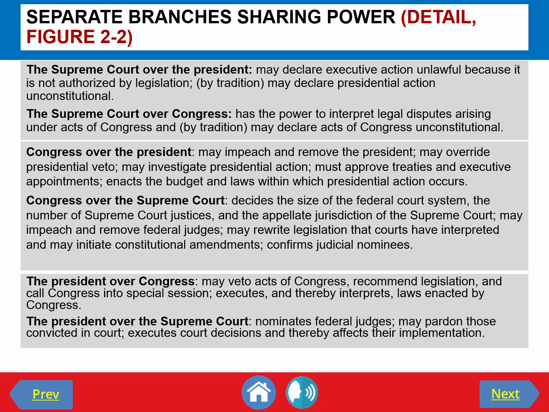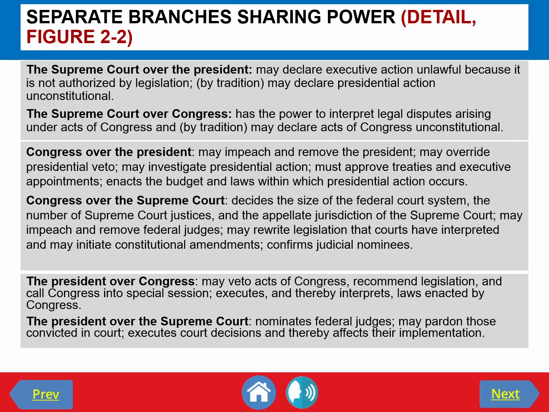The Supreme Court, in its power to check over Congress, has the power to interpret legal disputes arising under acts of Congress and, by tradition, may declare acts of Congress unconstitutional. Congress, in exercising oversight power over the President, may impeach and remove the President, may override a presidential veto, may investigate presidential action, must approve treaties and executive appointments, and enacts the budget and laws within which presidential action occurs. This latter power is known as the power of the purse, or we might even describe it as Congress's power to defund executive actions it doesn't agree with.